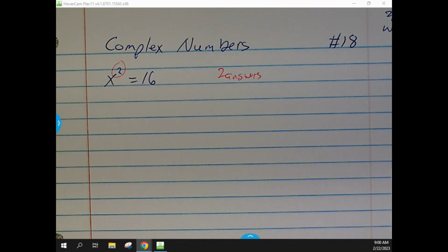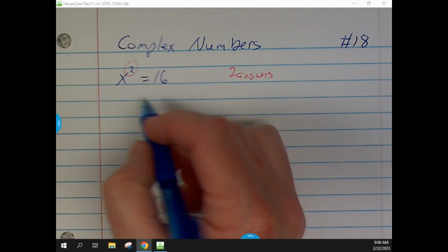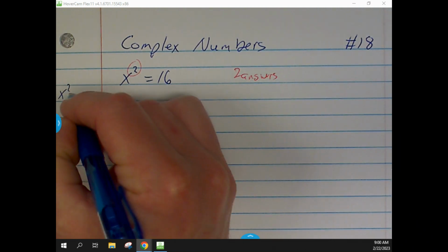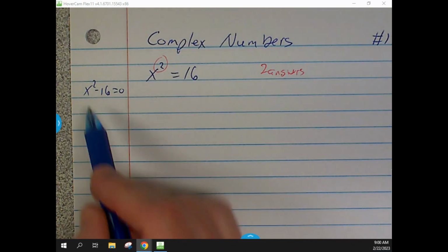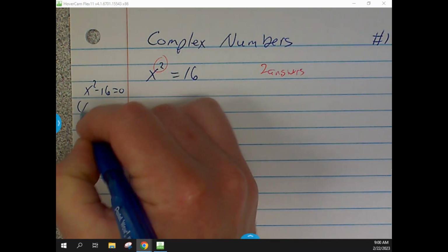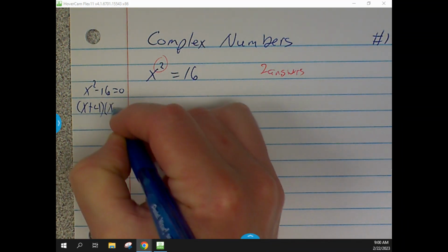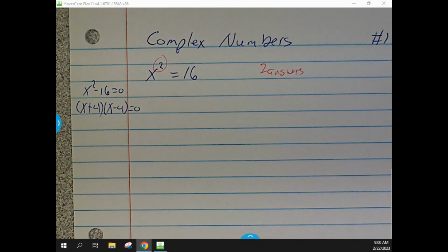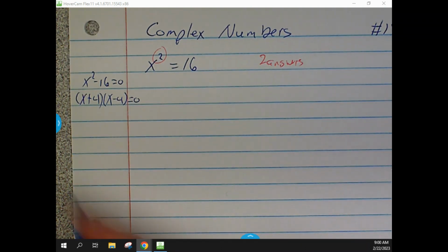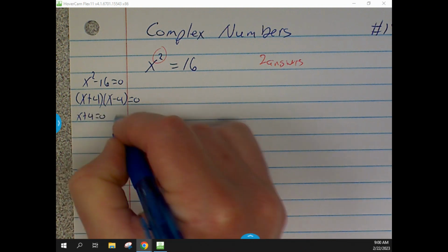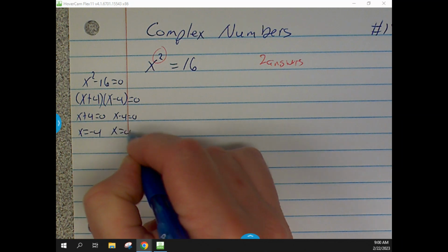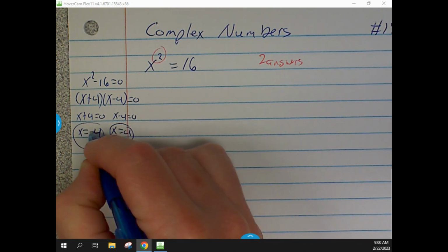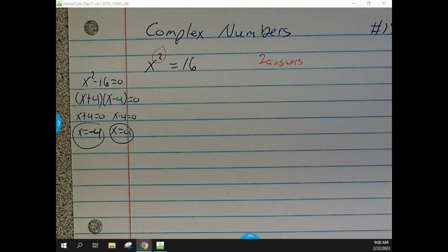If we were going to solve by factoring, we said we're going to basically set this equal to 0, so we could subtract 16 from both sides and have x squared minus 16 equals 0. That would be the difference of two perfect squares. So you can make that x plus 4 and x minus 4. Then you could set both of those parentheses equal to 0 and solve those two. We get x equals 4. We get x equals negative 4. Okay, so that was one way you could do that, solve by factoring.